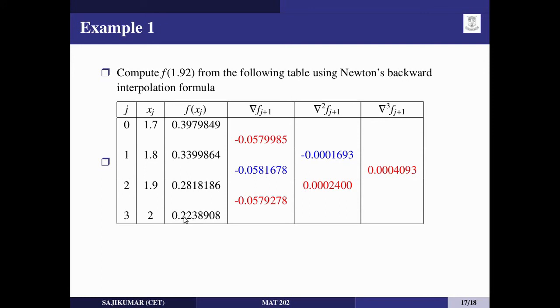0.2238908. So the first backward difference of 0.2238908 is the number minus 0.0579278. The second backward difference of 0.2238908 is this number, and the third backward difference of 0.2238908 is 0.0004093. Similarly, we can move along another line. Along this line, these are written as the higher order backward differences of 0.2818186, etc.